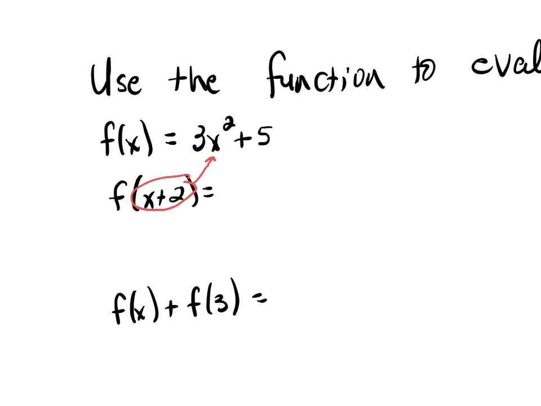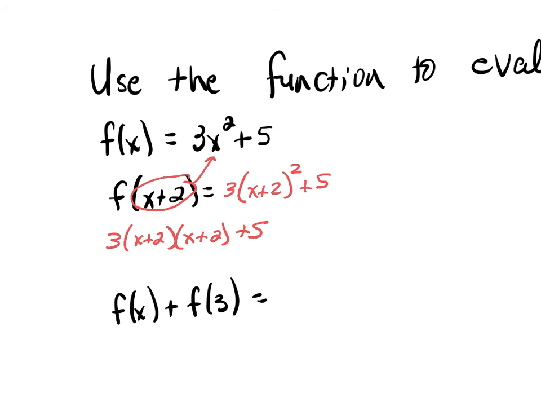Plug it in for x. So you literally, guys, are writing 3 times, instead of x, you have x plus 2 squared plus 5. This is just an algebra problem. That's it. I have 3 times x plus 2 times x plus 2 plus 5. You got to FOIL first.